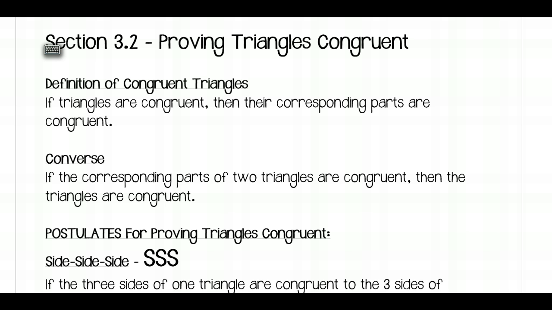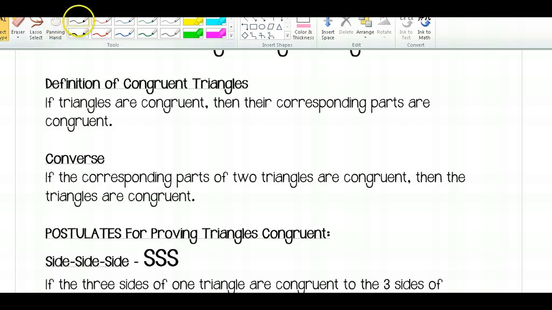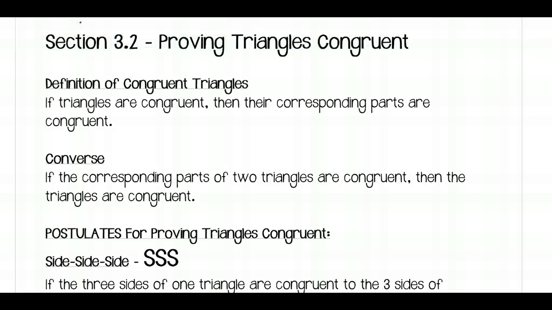So looking back at the definition of congruent triangles, it says if triangles are congruent, then their corresponding parts are congruent. And this actually tells us a lot of stuff, because if we know the triangles are congruent, then we've got 6 pair of parts that are also congruent. So we've got 3 pair of angles and 3 pair of sides.